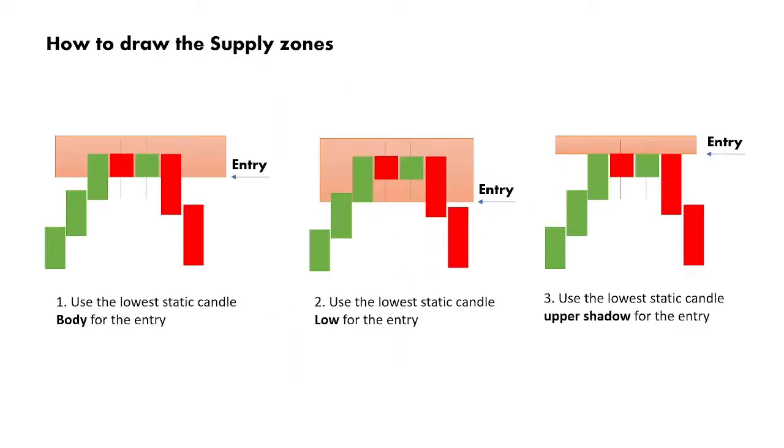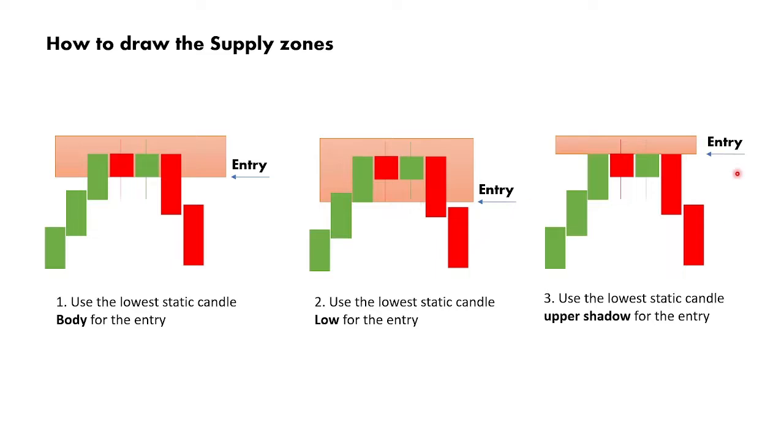To draw the zones, we have 3 ways to do it. The first type of drawing is what I use for my trading, where the top limit of the zone is formed based on the candle's high, and the lowest limit is formed based on the lowest candle body in the base formation. For the second type, we have our lower limit not at the body, but at the wicks.